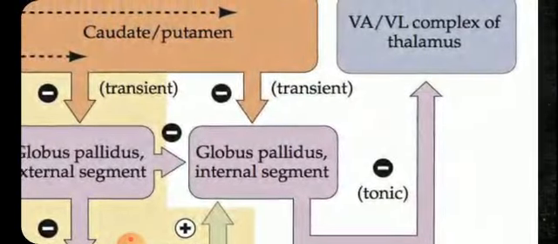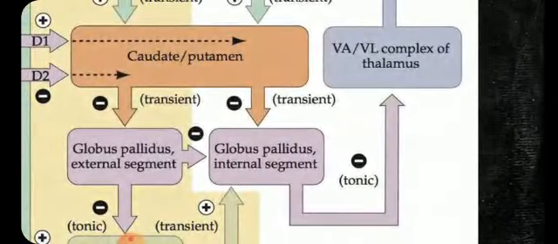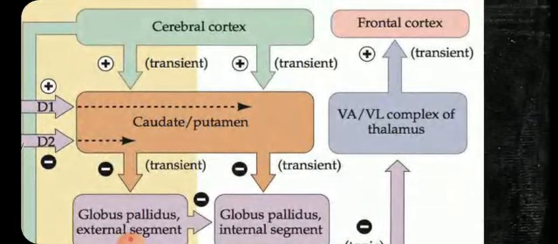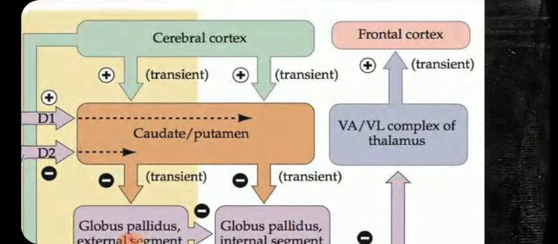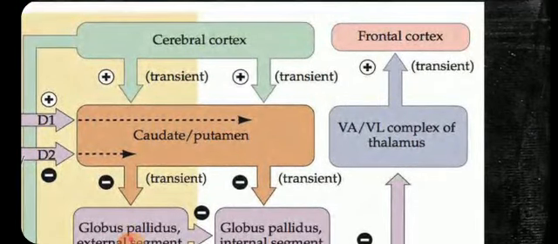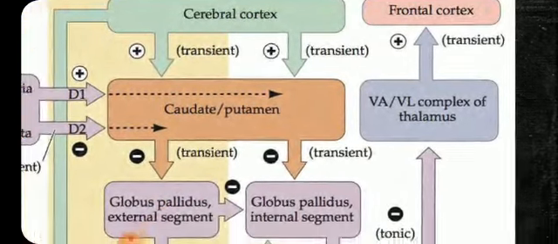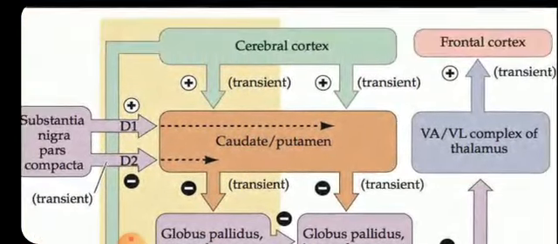Now from the globus pallidus internal segment, fibers reach the anterior and the lateral complex of the thalamus, and from there, from the thalamus, the fibers reach the frontal cortex. That is basically the direct pathway. So now let's see the indirect pathway.